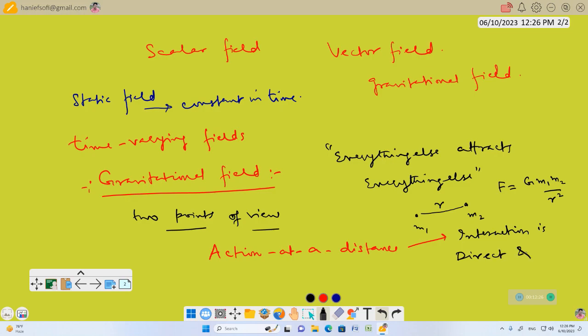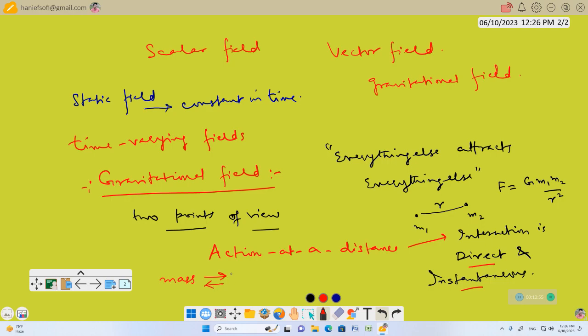So, in this point of view, interaction is direct and instantaneous. By direct, we mean there is no third party, no intermediary agency between m1 and m2 with regard to the interaction between them. So we symbolically write this action at a distance this way.